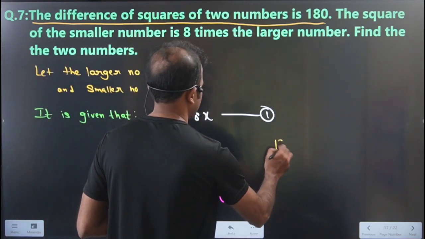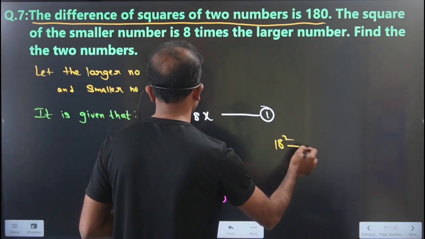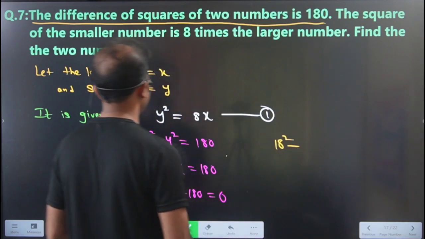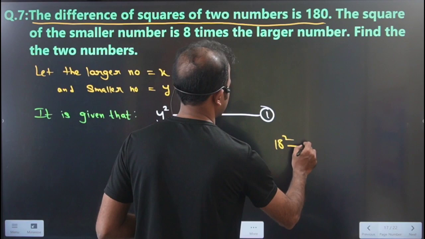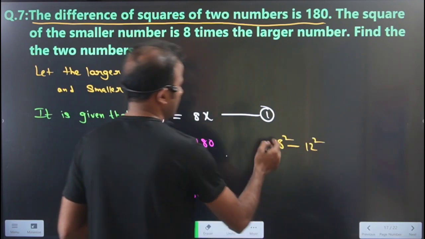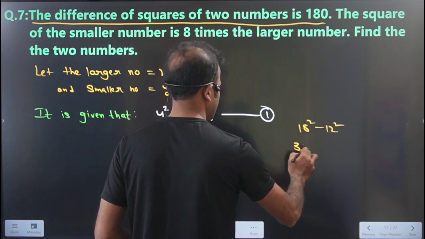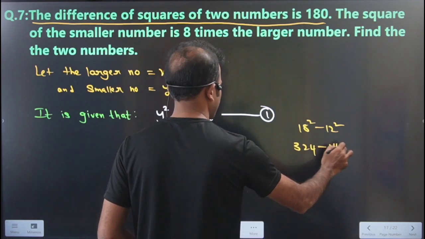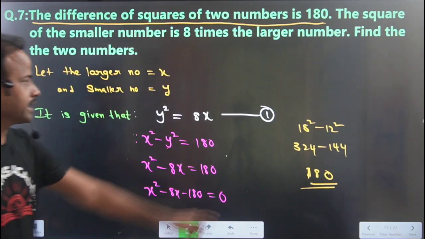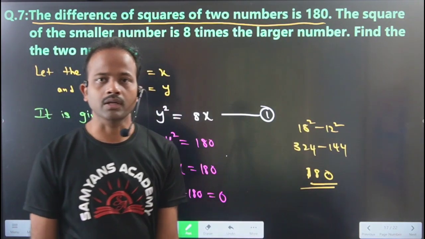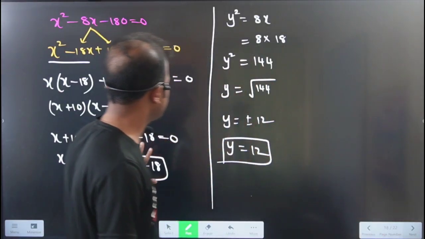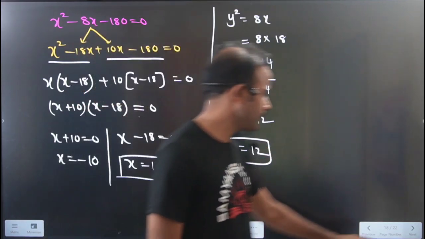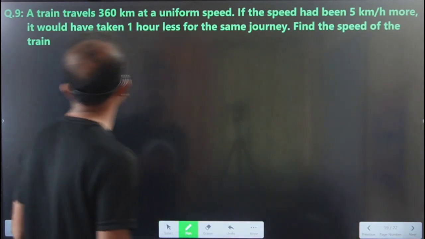If you want to cross check, you do it like this: 18 square minus 12 square, where y is 12. Are you getting it or not? 18 square is 324, minus 144. 18 square minus 12 square, you are getting 180. So our answer is correct. Then x value is 18, y value is 12. Move on to the next one.